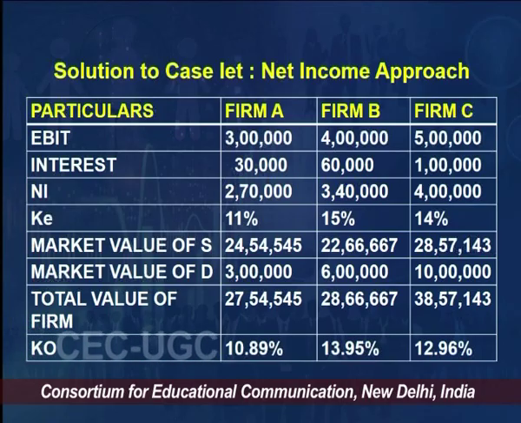Now how to calculate KO? As I said, KO can be calculated by dividing EBIT, which is 3 lakhs, which you just saw, with value of firm, and that comes out to be 10.89, right. So this is the calculation of overall cost of capital for firm A, and on the same pattern we will calculate the overall cost of capital as well as value of the firm for firm B as well.